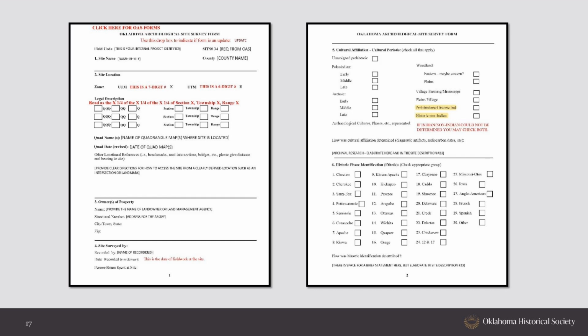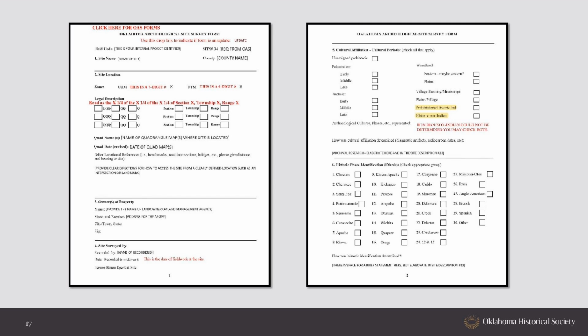Common problems that we see are that the UTMs get reversed, the northing and the easting get reversed. So I've provided a little clue here. The northing will be 7 digits and the easting will be 6 digits.